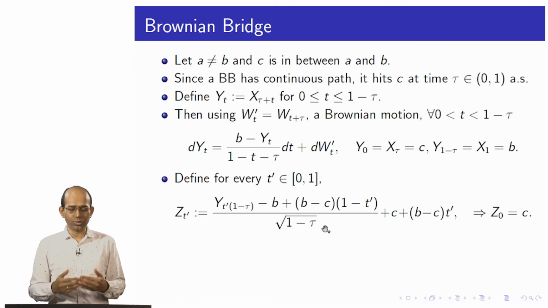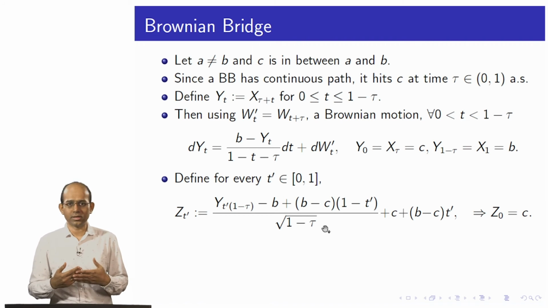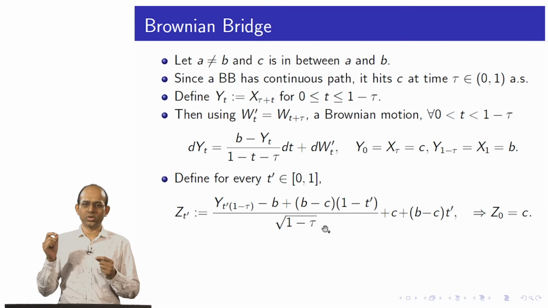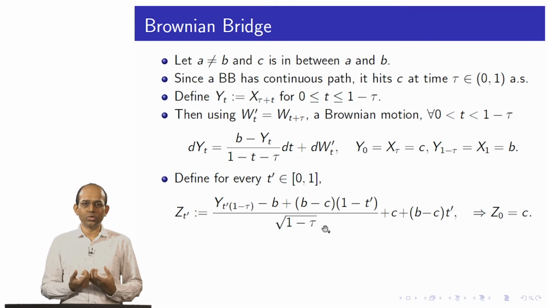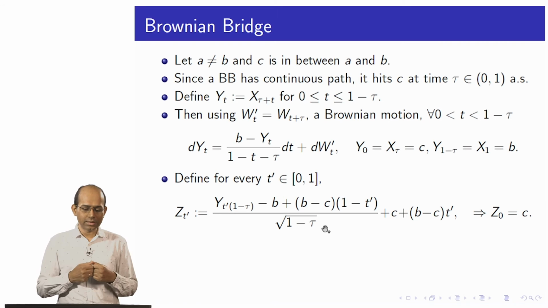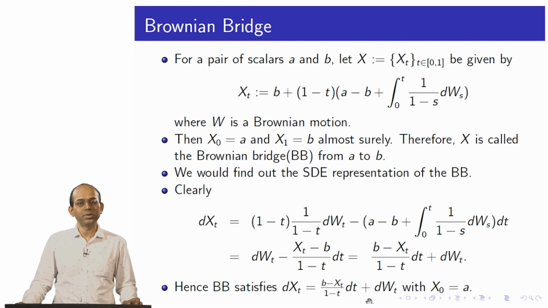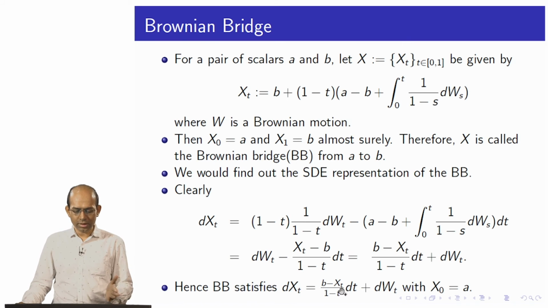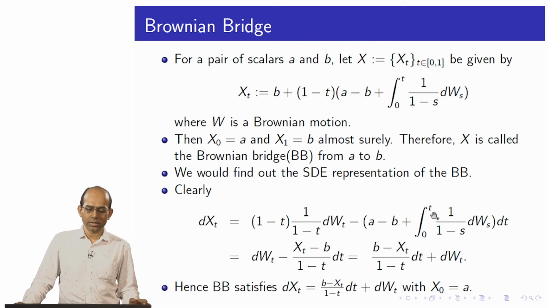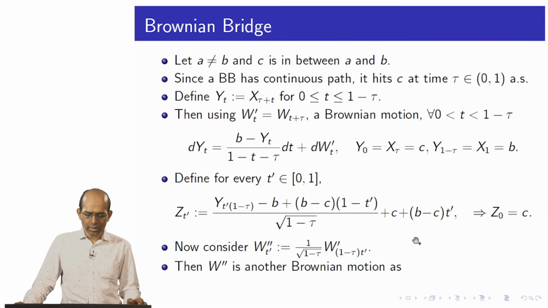To prove that this process Z is indeed a Brownian bridge from C to B, we are going to show that this Z satisfies the stochastic differential equation. That characterization we have already obtained: if a process satisfies this SDE, then it is a bridge from A to B. A appears here, B appears here. This is the characterization we would consider.